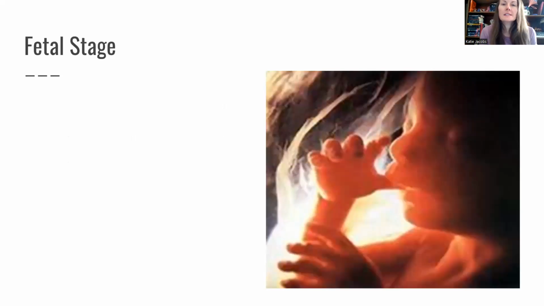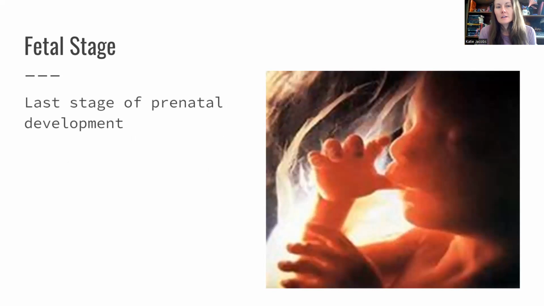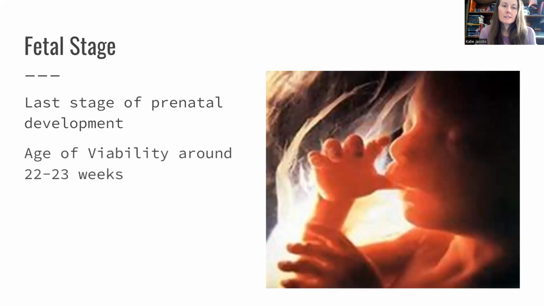So the fetal stage is the last stage of prenatal development. Here we see the age of viability happen around 22 to 23 weeks. Age of viability is basically when a baby can survive outside of the womb. And it's really interesting because I've actually seen this number go down as I've taught this class for a really long time now. And why do you think that is? If you said technology, you're absolutely right. We have seen huge increases in the technology that we can use in the treatment for children.